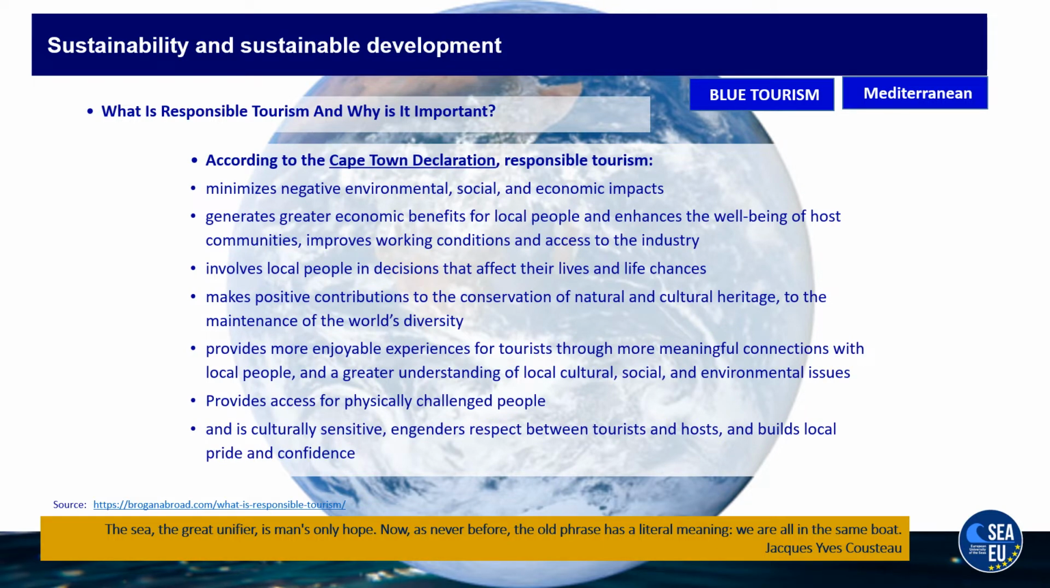Why is responsible tourism important? Because it minimizes negative environmental, social, and economic impacts, generates greater economic benefits for local people, involves local people in decisions that affect their lives and life chances, makes a positive contribution to the conservation of natural and cultural heritage, provides more enjoyable experiences for tourists, provides access for physically challenged people, and it's culturally sensitive, engenders respect between tourists and hosts, and builds local pride and confidence.